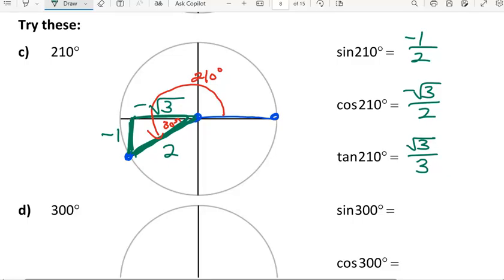Okay, here are the values. Sine of 210 is negative 1/2. Cosine of 210 is negative square root of 3 over 2. And tangent is positive square root of 3 over 3. Notice that for the tangent, the opposite and adjacent sides are both negative, so when we write the ratio, it's a negative divided by negative, which is a positive, and then that result will need to be rationalized.